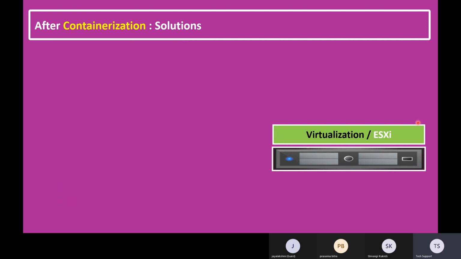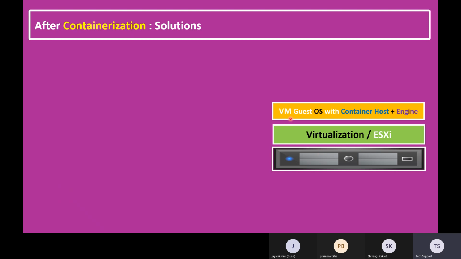On top of the hardware, we can install the ESX type 1 hypervisor operating system. I took the example of ESXi. On top of the ESXi, we can create multiple virtual machines, because virtualization is a technology that allows you to transform hardware into software. So we can create multiple virtual machines. For our easy understanding, I took the example of one virtual machine.